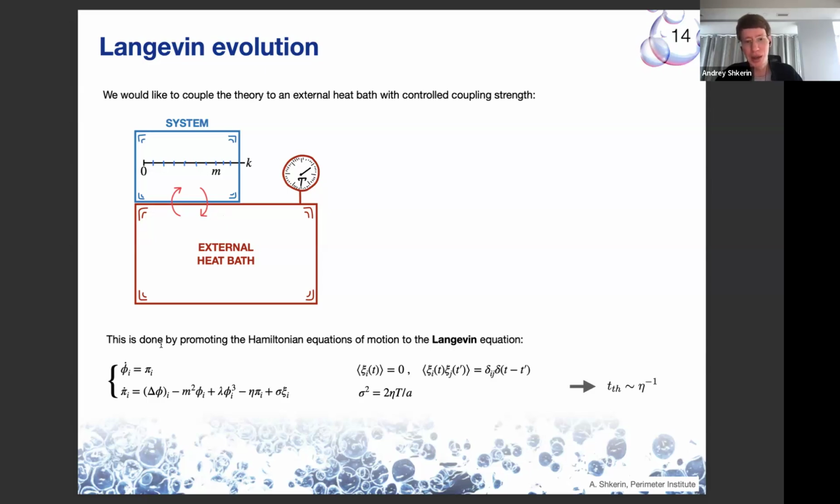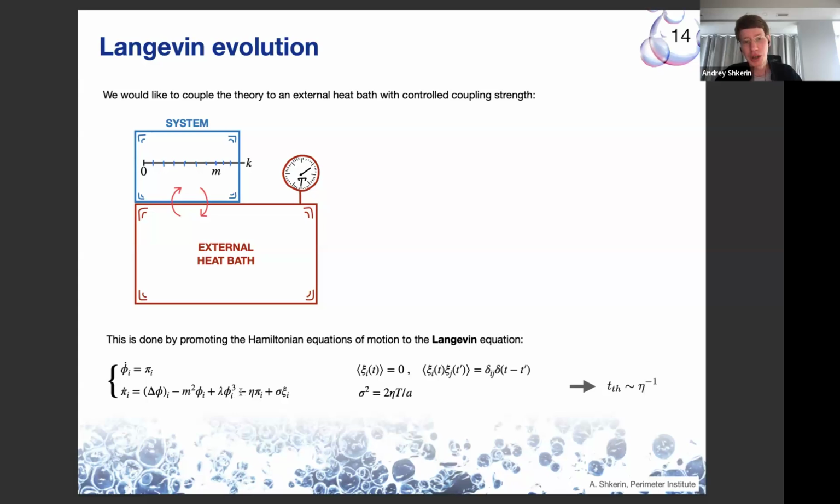In practice, we do this by promoting the Hamiltonian equations of motion to the Langevin equations. So Langevin equations describe the system which is coupled to some external degrees of freedom, to some environment, which we do not treat explicitly. So we do not evolve the degrees of freedom of this environment, and we actually don't care about the particular structure of this heat bus. The only thing we care about is how strongly the system is coupled to the heat bus. And the strength of this coupling is controlled by the dissipation coefficient.